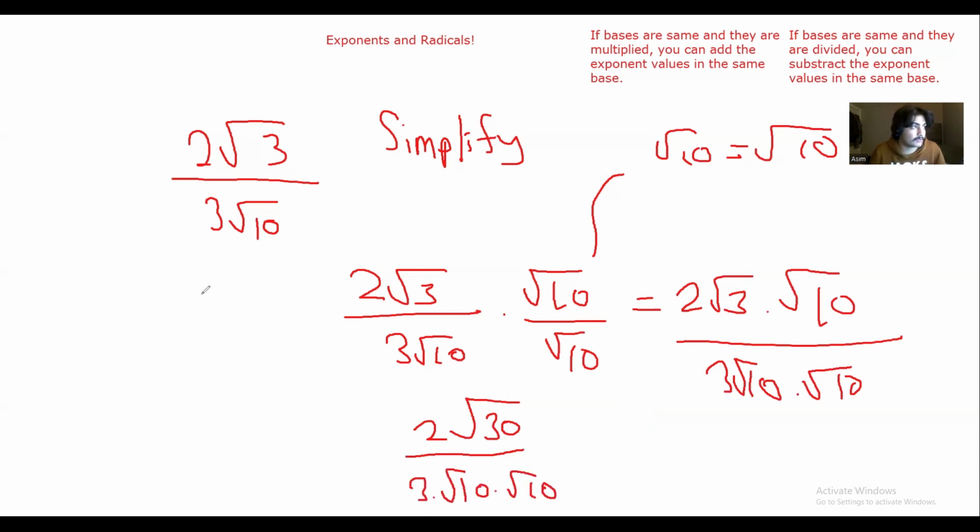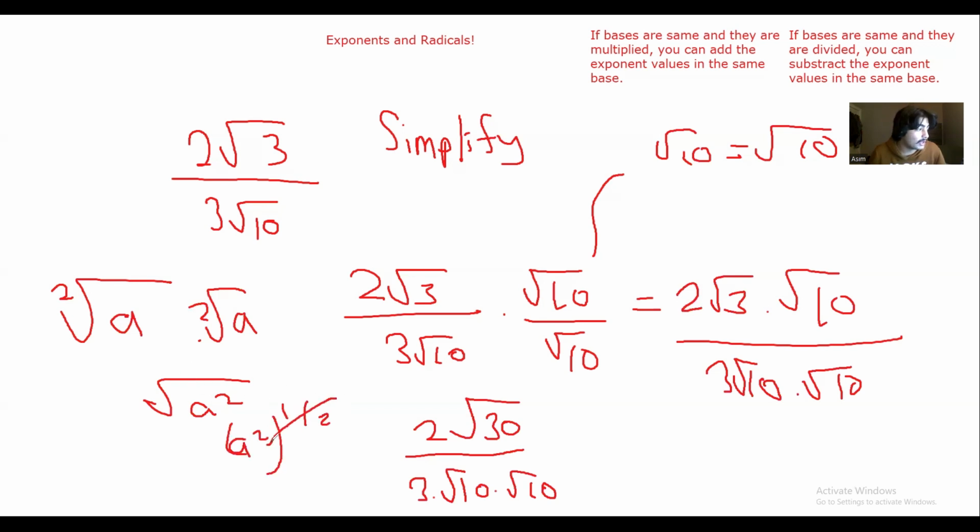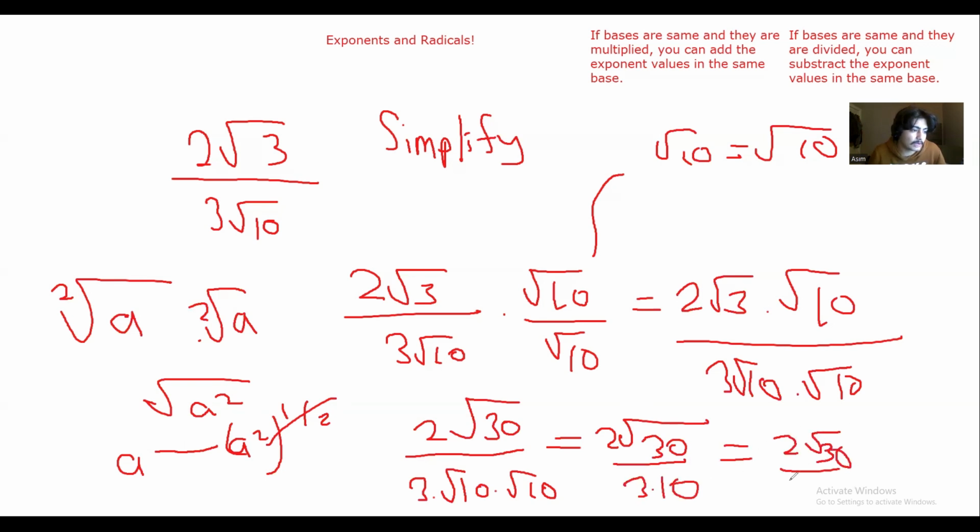And guys, this is something very important. If you have a radical and multiply it by that same radical, you can say the square root of a squared, since you multiply them. And if you have a square inside a radical, it will be a squared to the power of 1/2, and you just get rid of it and end up with a. In this case, it's 10. So I would just say 2 times radical 30 divided by 3 times 10, which is 2 radical 30 divided by 30.